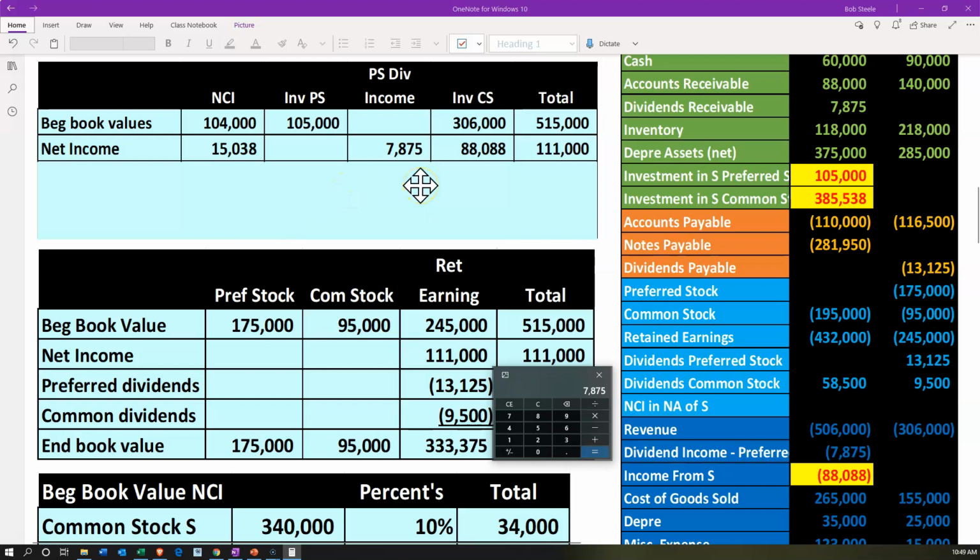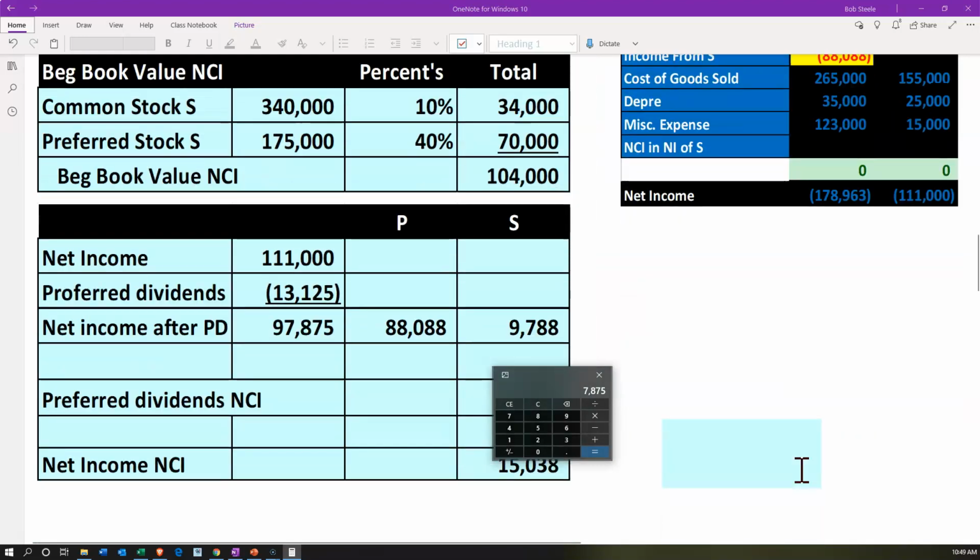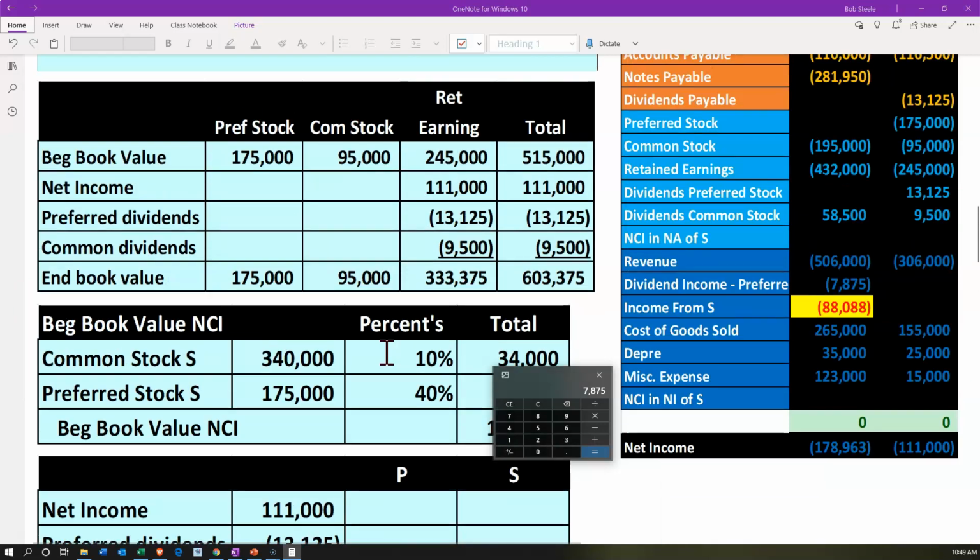So then we have the investment in the common stock. Investment in the common stock, we could see down here is the 88. We also calculated that down below. That's where we calculated the net income minus the preferred stock to get the net income after the preferred stock. Then we broke it out and we see that 88,088 here.